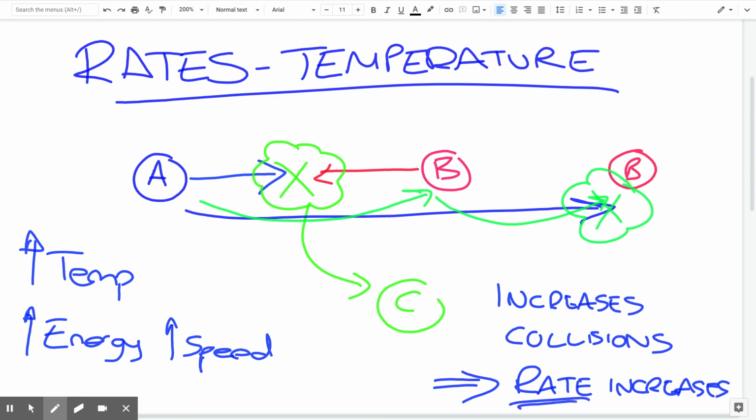Now, there's also another way in which temperature can affect the rate, by looking directly at energy, and we're going to look at that when we look at catalysis in the next clip.